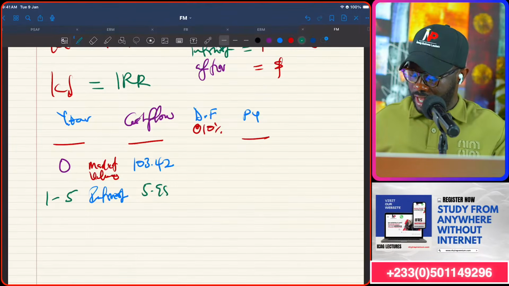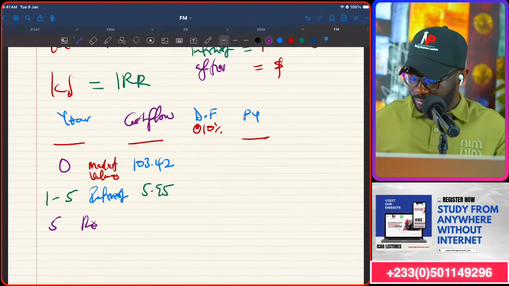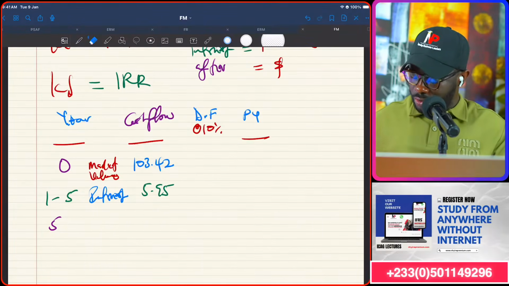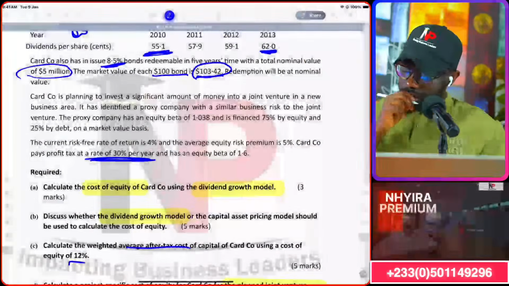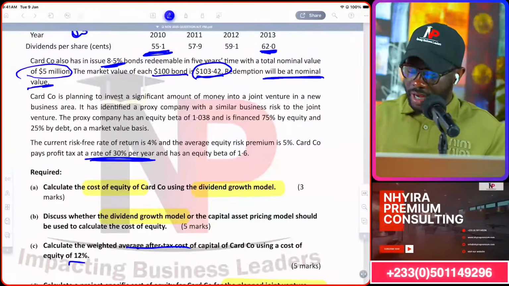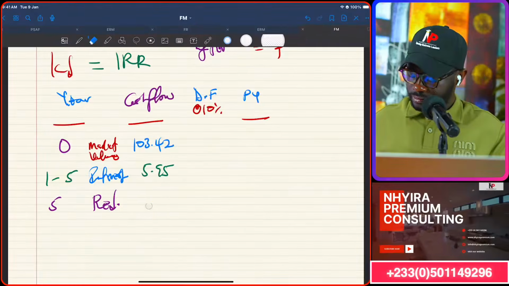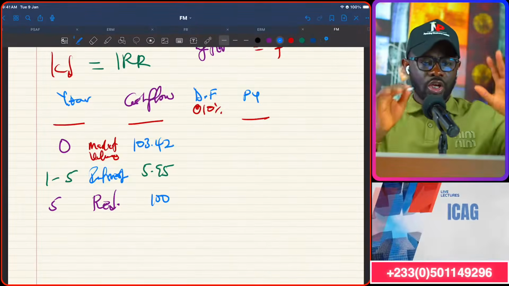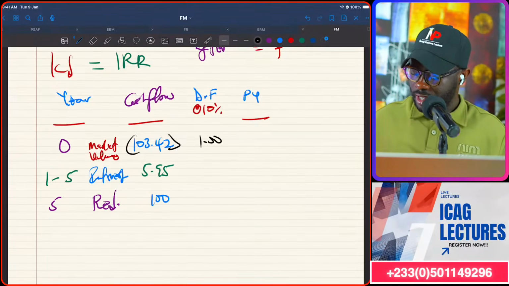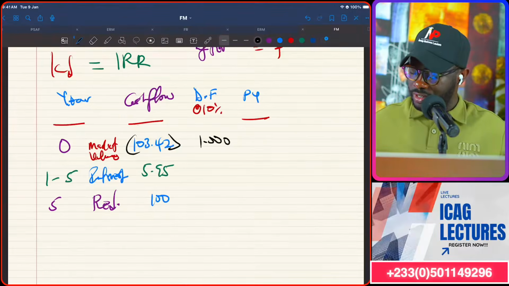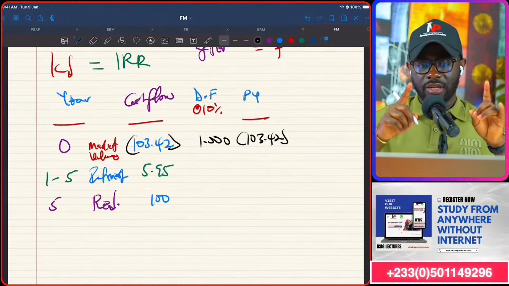Okay, 5.95. Then in the 5th year, we bring in the redemption. What were we told? We were told that this bond will be redeemed at the nominal value. So we will still get 100. Sounds good? So the market value is certainly going to be the negative. Year 0 now is negative, as you know already. So 103.42.